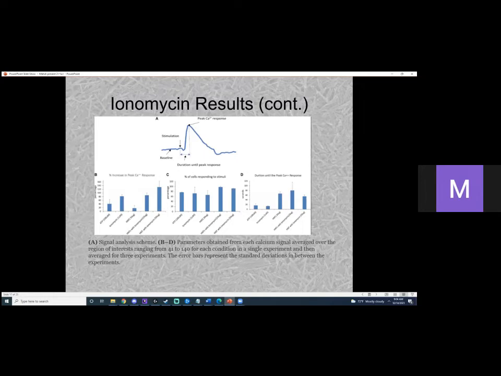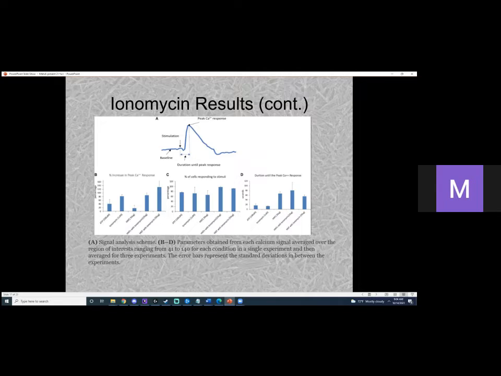Okay, now this graph displays a signal analysis scheme where B and D are parameters obtained from each calcium signal averaged over the region of interest, ranging from 41 to 140 for each condition in a single experiment, and then a range of average for 3 experiments. The error bars represent the standard deviations in between the experiments.